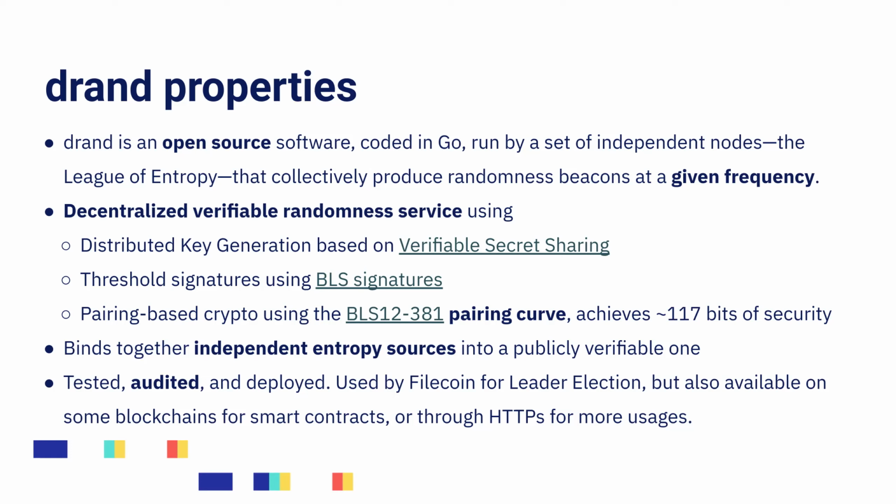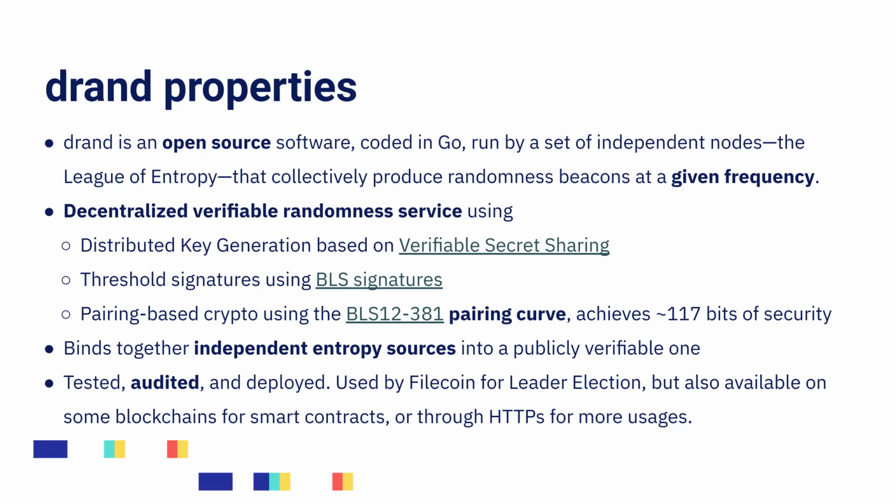So we're using pairing-based cryptography. That's the BLS signature scheme, and we're instantiating it on the BLS12-381 curve, which is a pairing-friendly curve with roughly 117 bits of security according to the most recent attacks, which is plenty enough. As long as we're above 100 or 110 bits of security, usually we say it's okay.